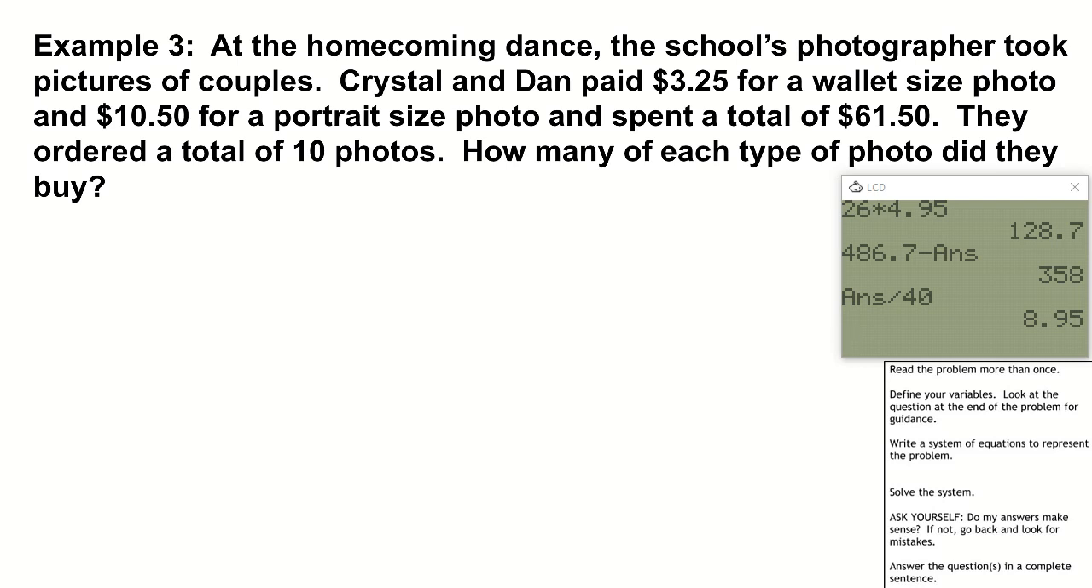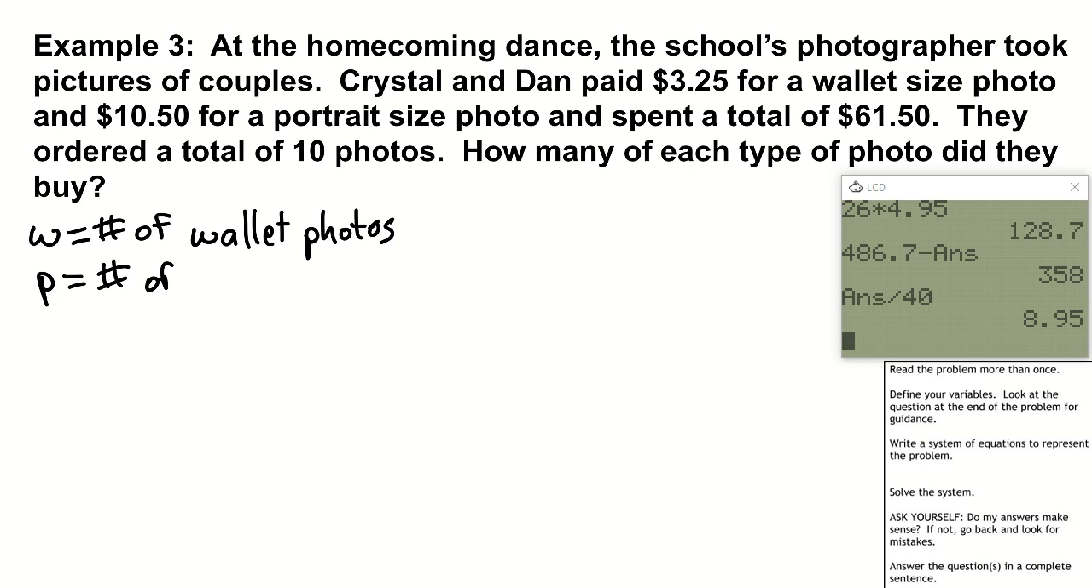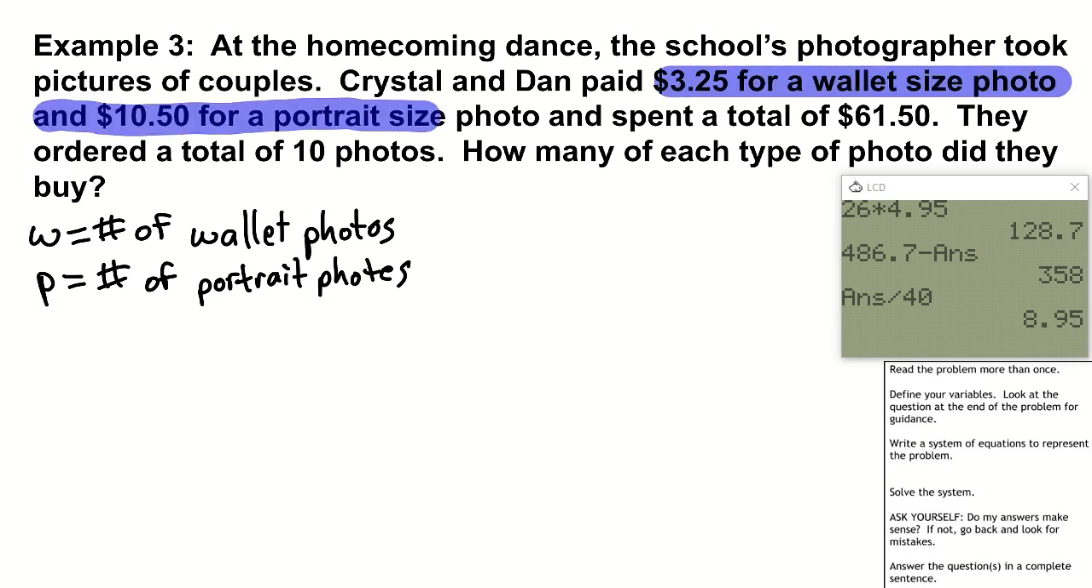So how many of each type of photo they bought means that what we're looking for is the number of wallet-sized photos and the number of portrait-sized photos. So now I'm going to write my system of equations. $3.25 for a wallet-sized photo, $10.50 for a portrait-sized photo, spent a total of $61.50.